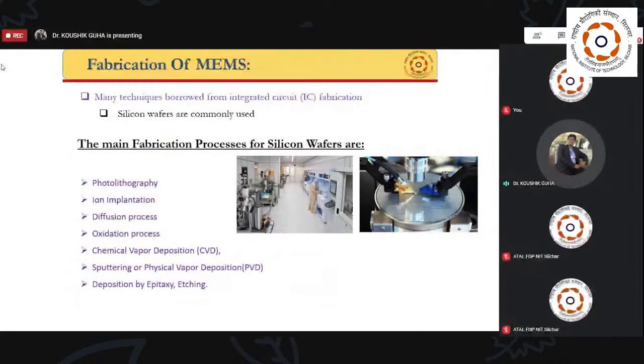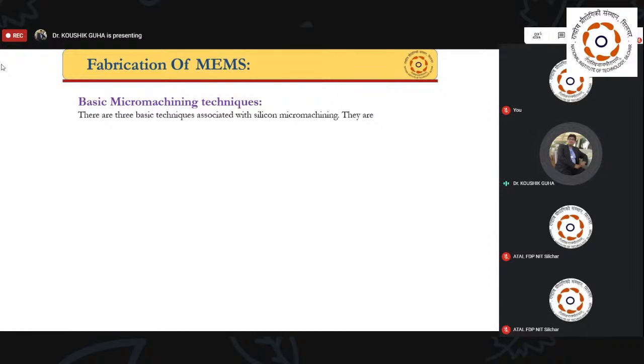The fabrication processes are also similar to IC. Here we can see photolithography, ion implantation, diffusion, chemical vapor deposition, sputtering, epitaxial layer deposition, and etching. These are also there in MEMS. But in addition to this, in MEMS there are what are called micromachining techniques. So what are the micromachining techniques? There are basically two types of micromachining.